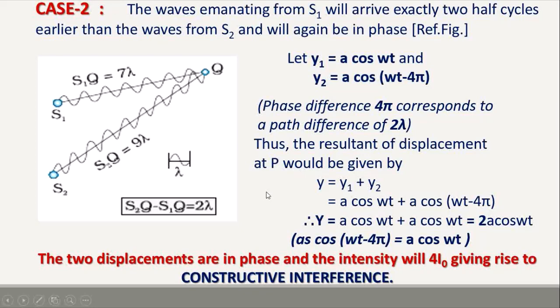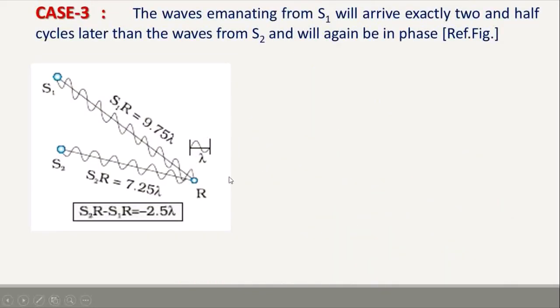Now let us move to case 3. Just remember, in case 1 we assumed that the path difference or phase difference was 0. In case 2 we took the path difference to be an integral multiple of lambda. In this case 3, we have taken a third point R toward which the waves emitted by S1 and S2 are propagating. The wave emitted by S1 is going to reach R in 9.75 cycles, whereas the wave emitted by S2 reaches the point R in 7.25 lambda.